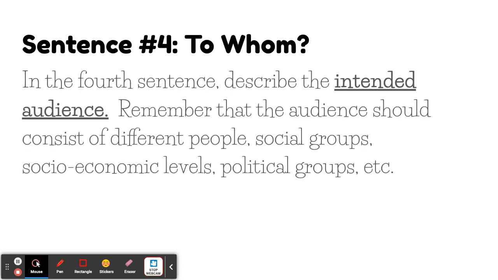The fourth sentence describes who the audience is. So, are we speaking to a group of teachers, a group of parents, a group of students, a group of 5-year-olds, a group of grandmothers, a group of people with no children who are under the age of 25? We need to know who this author was talking to when they wrote this piece. That will help us understand if this piece was effective or if it didn't quite hit the mark. Please remember that different groups include social status, socio-economic status, and political groups as well.